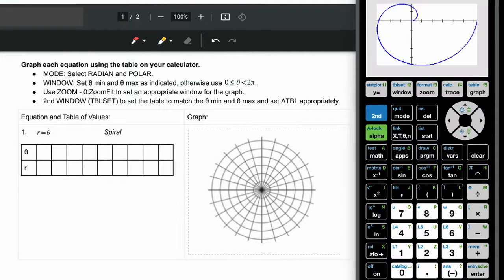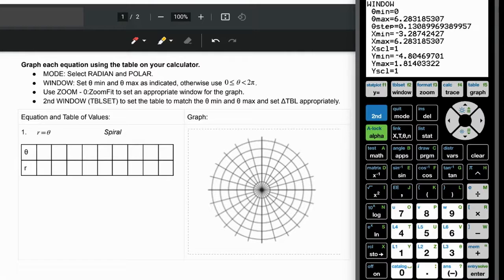So now I'm going to go to my window, and I'm just going to verify that this goes from 0 to 2 pi. Let's say that yours is not going from 0 to 2 pi. Just go to your theta min and your theta max, and you could actually just type in 2 times pi, and that'll be substituted in there as a decimal. All right, and we're just going to leave this window for the rest of this worksheet.